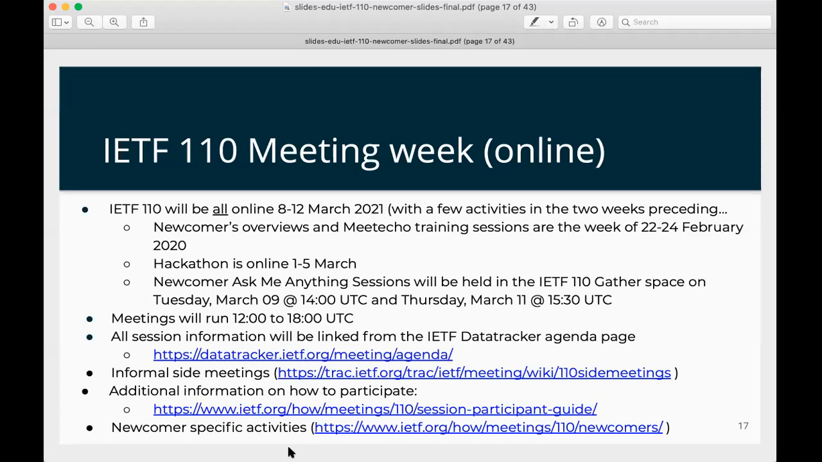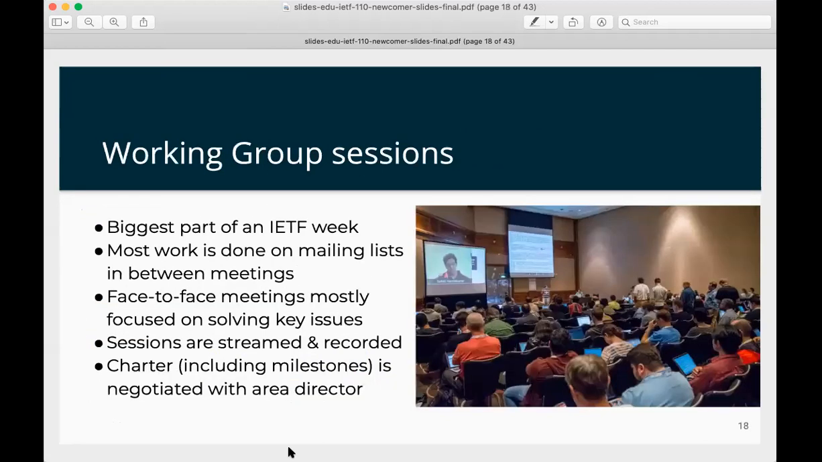I mentioned this before, but basically all session information is going to be on the data tracker. And then the link to the side meetings that I mentioned earlier is right here. So that will show you all of the side meetings that are ongoing. There's also additional information on how to participate and a newcomers page to give you specifics on the newcomers activities.